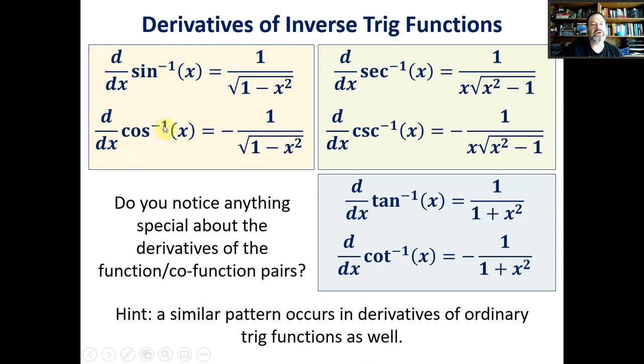Derivative of arccosine is just the negative of that, right? And derivative of arcsecant, 1 over x times radical x squared minus 1. Derivative of arccosecant is the negative of that. And derivative of arctan, 1 over 1 plus x squared. This is absolutely huge. It comes up monstrously many times, just over and over and over again in Calc 2 and beyond. And the derivative of the arc cotangent is the negative of this.